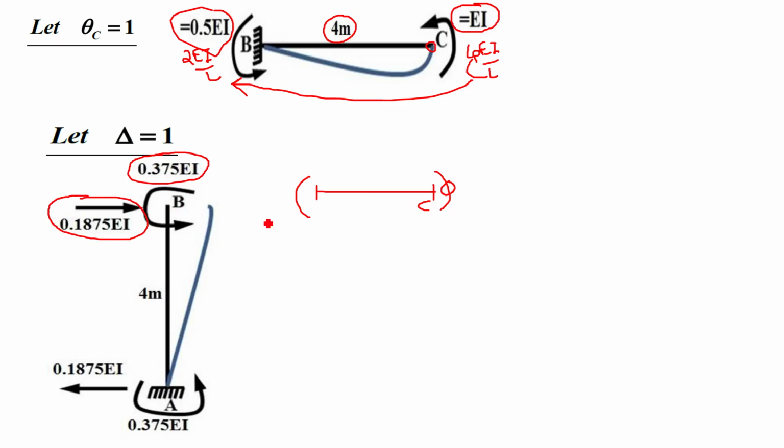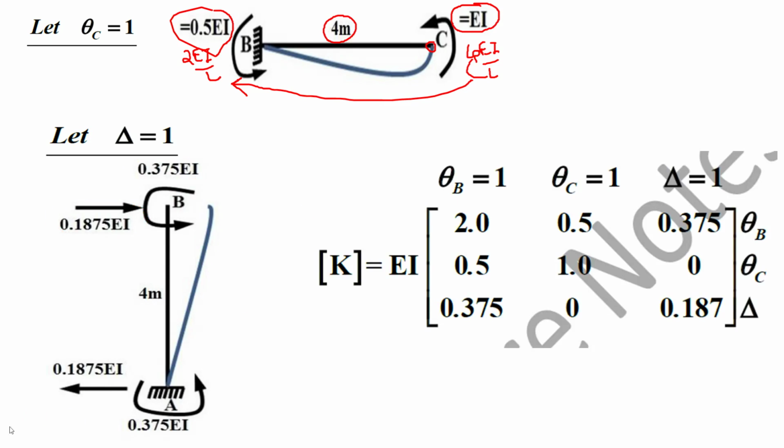All these three actions from each figure, if you write down in matrix form, will give you the stiffness matrix. So this is the final stiffness matrix. First column from theta B equal to 1, second column from theta C equal to 1, third column from delta equal to 1.